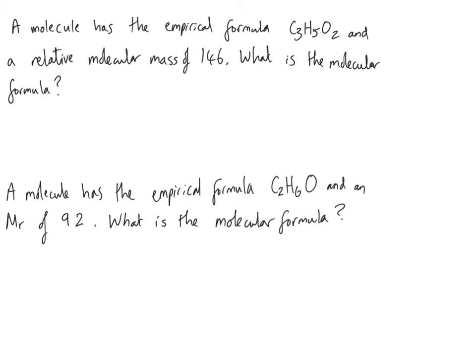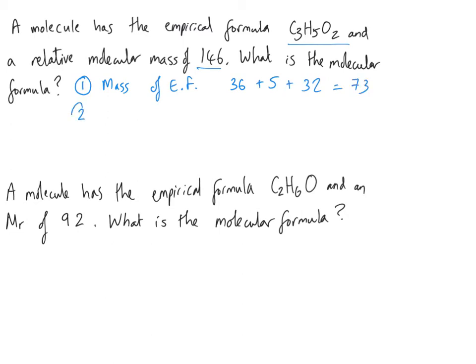A molecule has the empirical formula C3H5O2 and a relative molecular mass of 146. What is the molecular formula? Well, there's two steps here before you can give a final answer. And the first is to work out the mass of the empirical formula. And so 3 lots of carbon is 36, 5 hydrogen is 5, 2 oxygen is 32, and we add those together and we get 73.